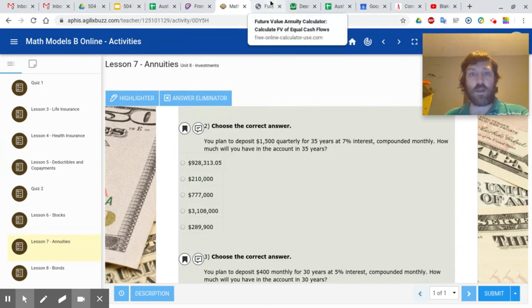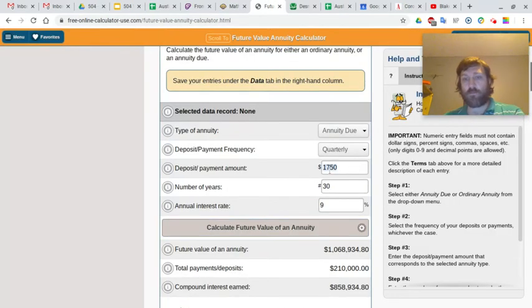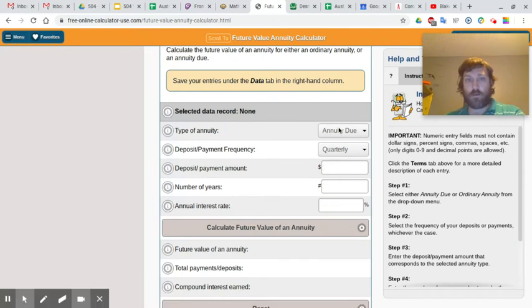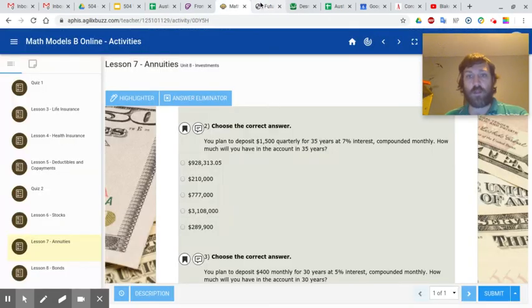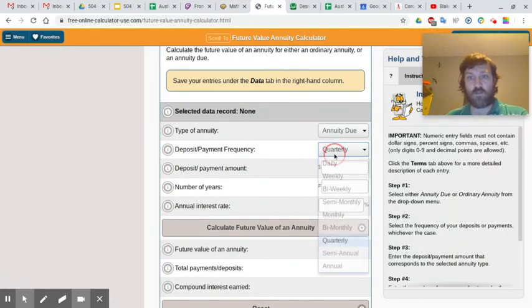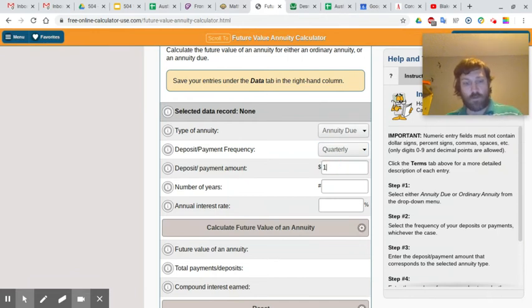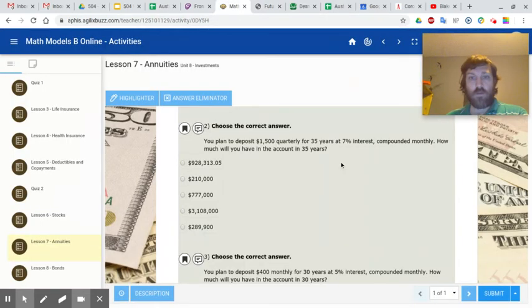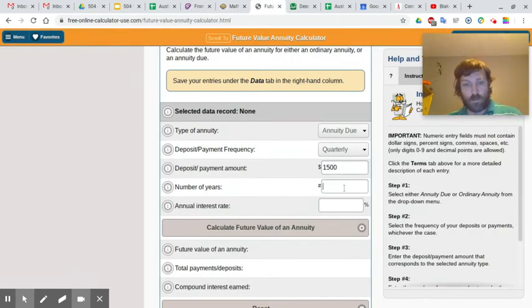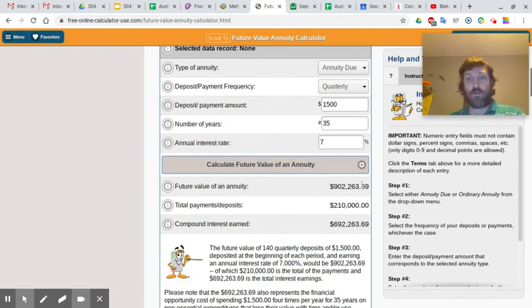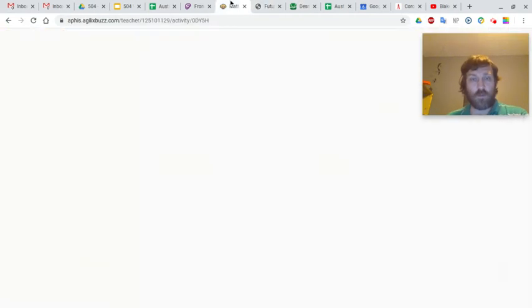So the values we're looking at are the amount of the deposit and how frequently, and they said we're going to deposit it quarterly. This has daily, weekly, all the way up to annually. So we're going to do quarterly, and we're depositing $1,500 every quarter. Then it says 7% interest and 35 years. Calculate the future value, and it says it's going to be worth $900,000.